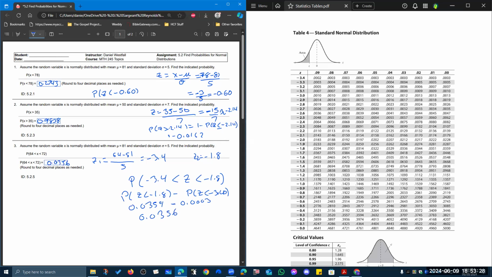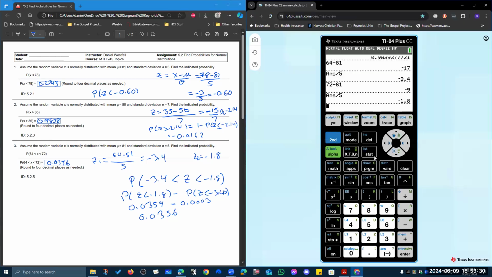Let's see how we did. So second distribution, normal CDF, lower bound of 64, upper bound of 72, mean of 81, and standard deviation of 5, and 0.0356 is exactly what I got there, just like we expected.